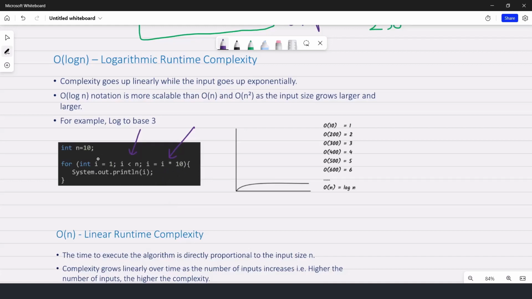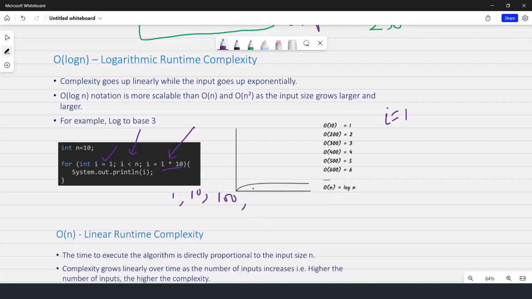It means from i equals 1 it is starting, this is the initialization you can see, but the next input we are giving is much higher. If the first is 1, the next is going to be 1 into 10, that is 10. Next, 10 into 10, that is going to be 100. Then 100 into 10, that's going to be 1000. So it is incrementing very, very high.